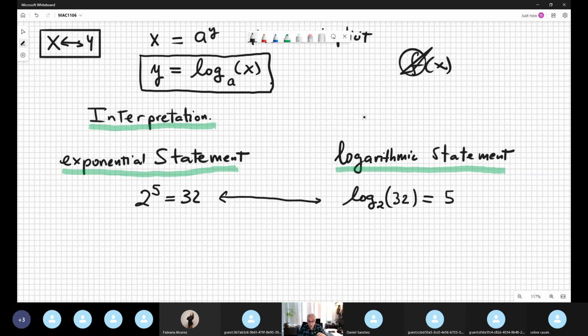These statements are equivalent, but this is a crucial moment for interpretation. In the logarithm statement, the answer that the logarithm offers is the exponent. Look at that. So what is the interpretation? When you compute logarithm base 2 of 32, you ask yourself, wow, what is the exponent necessary to raise 2 in order to get 32? Okay, this is the idea. Do you understand this or no?